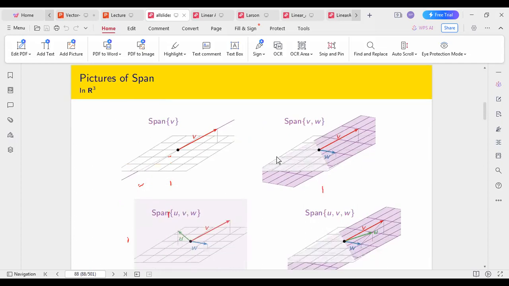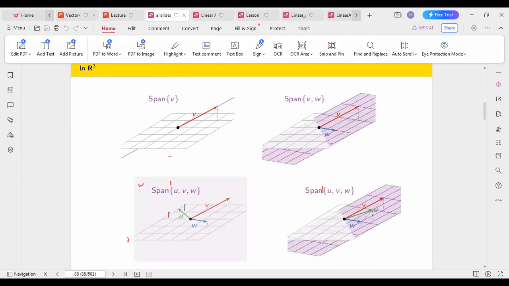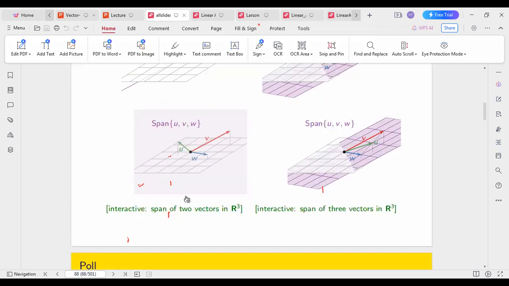Similarly, this is the picture of a span in R3, which is three-dimensional space. This is a single vector b, and the span of b and w in 3-space will be like this. And similarly for u, b and w in three-dimensional space. This is u, this is b and this is w. So the span of u, b, w can be imagined like this, meaning these three vectors can be expressed as linear combinations of the set of vectors. So this is the span of two vectors in R3 and the span of three vectors in R3.